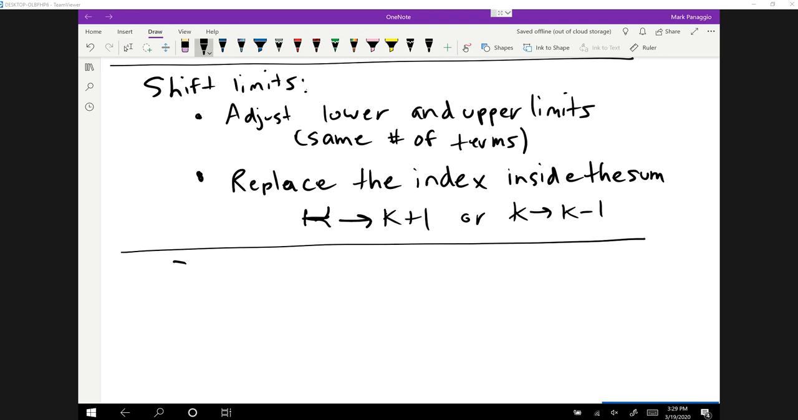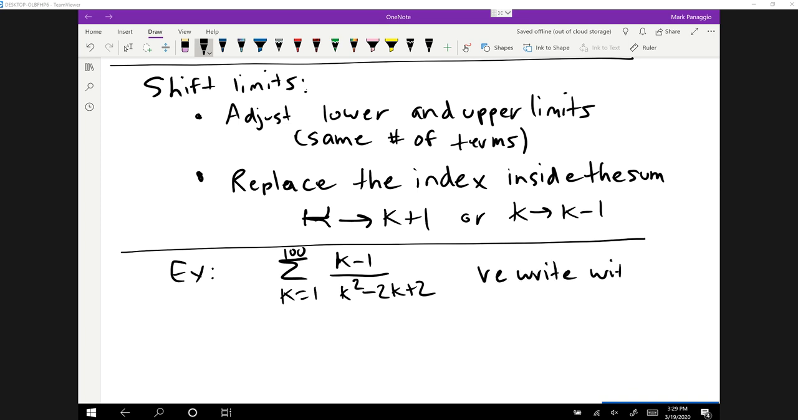Let's look at the following sum, the sum of k minus 1 all over k squared minus 2k plus 2 from k equals 1 to 100. And let's see if we can write that with k starting with 0. Okay?